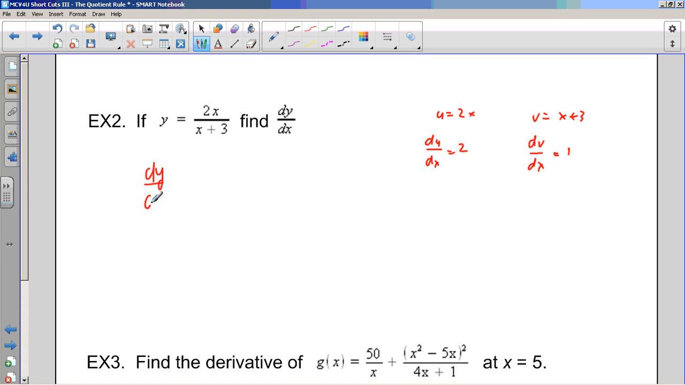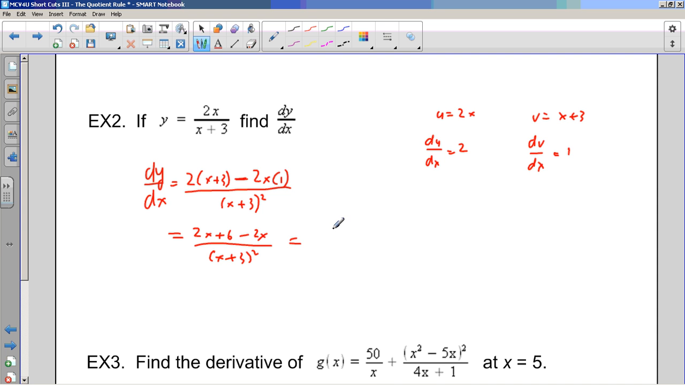dy by dx, I'm using Leibniz notation. Derivative of the top, write down the bottom. Minus, write down the top, derivative of the bottom, which is just 1. All over the bottom squared. Notice what's nice is I don't have to get a common denominator. I don't have to do any of that. I got a little bit of algebra to take care of in the top, but that's no big whoop. Dandy.